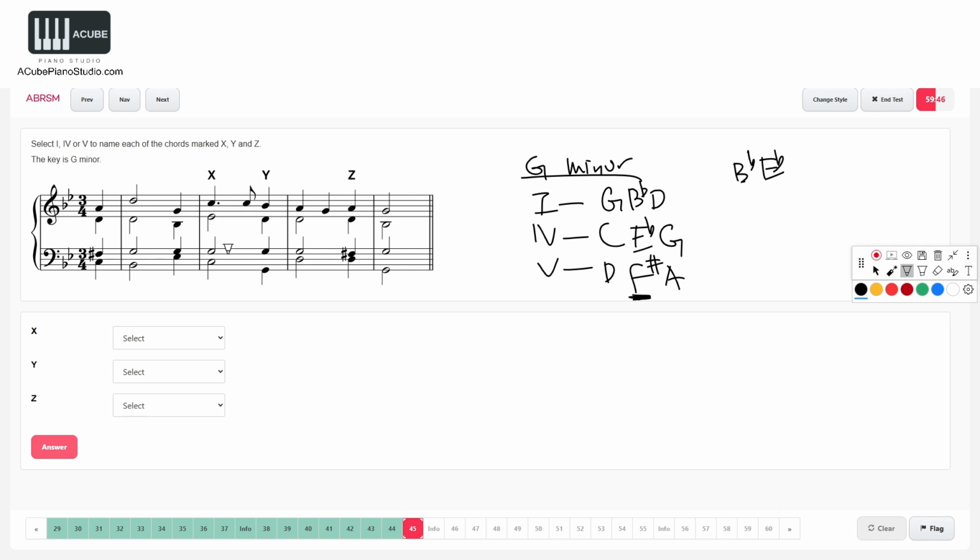So let's take a look at X. I have C, G, E, C, and it's E flat because of the key signature. So X is the 4th chord. Next, Y, G, D, B. It's B flat, but it's okay, we don't need to look at the flats and sharps for this one. You can just look at G, D, B. So it's chord 1. Next, D, F sharp, D, A. So it's chord 5. Alright.